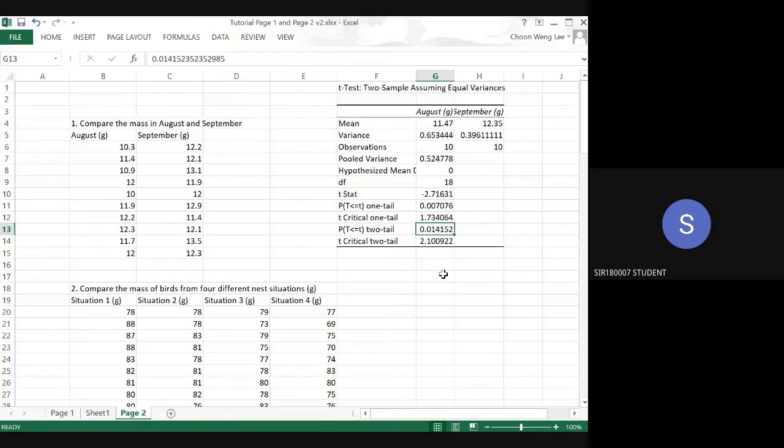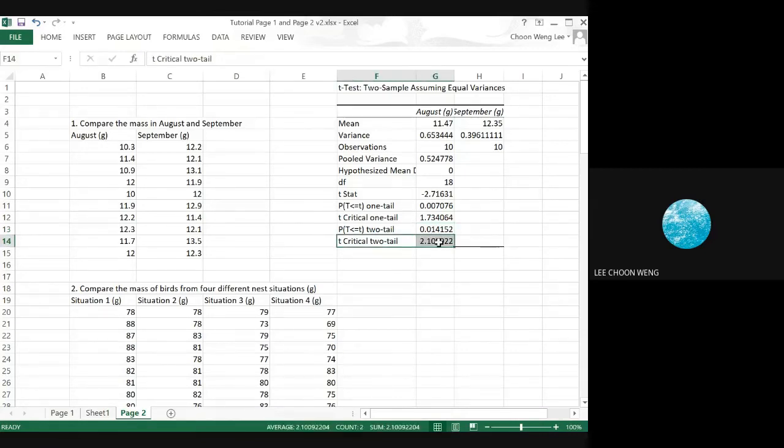Yes, doctor. So when the p is less than 0.05, that means your observation shows that what you're seeing is not normal. Okay, it is highly significant. The difference is highly significant.